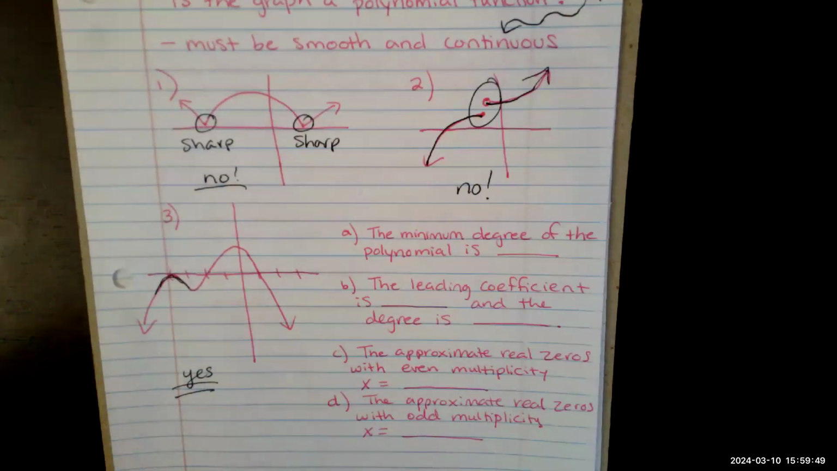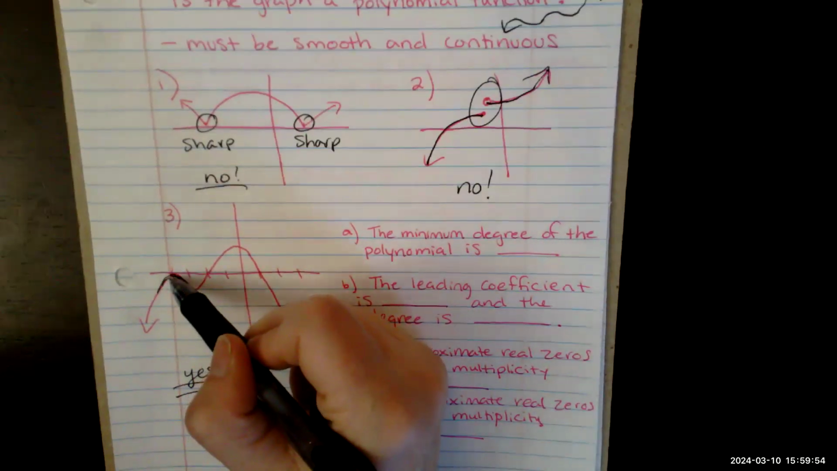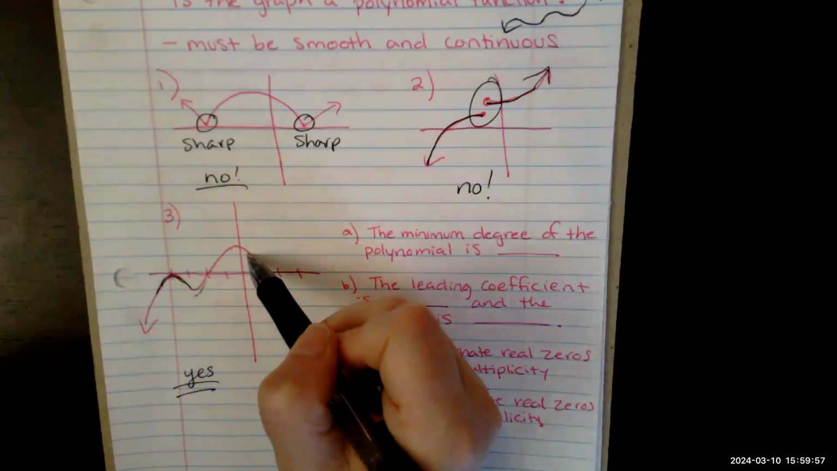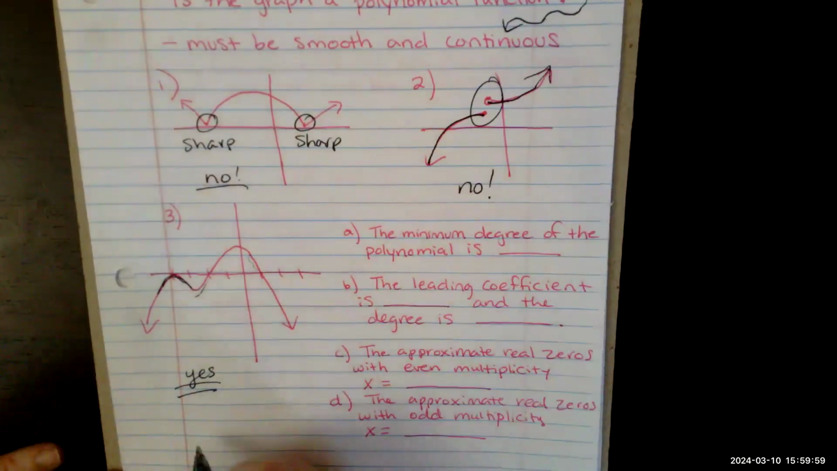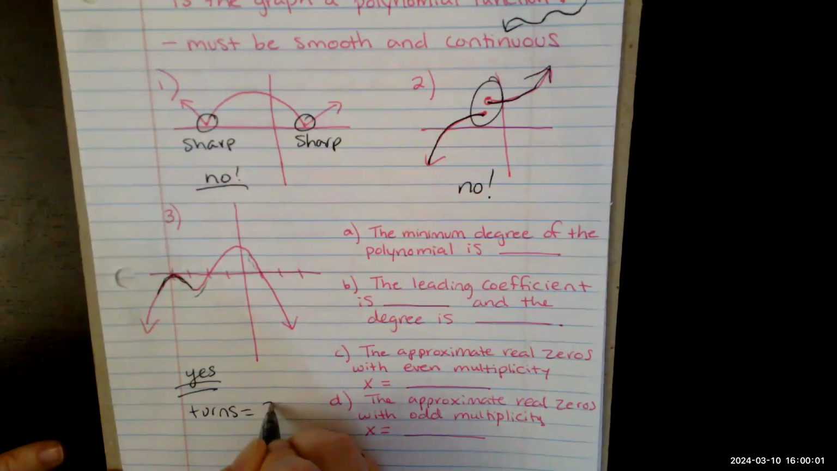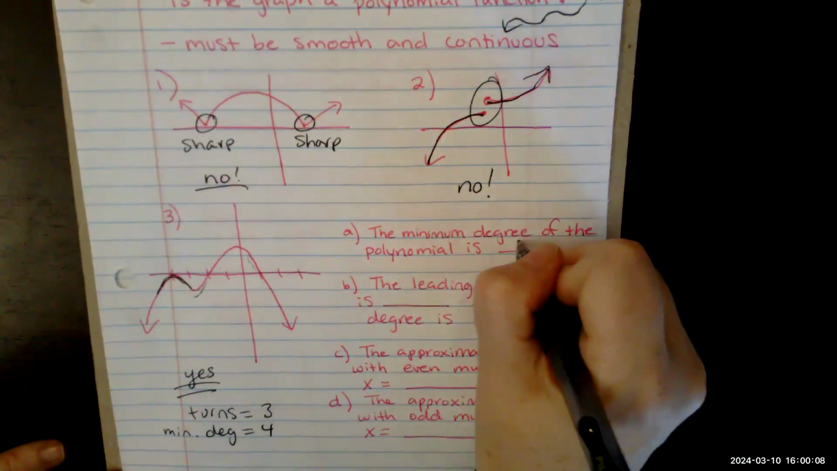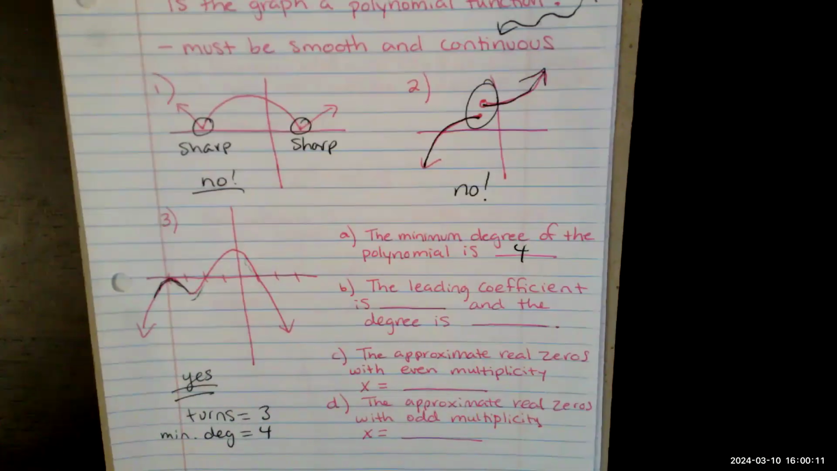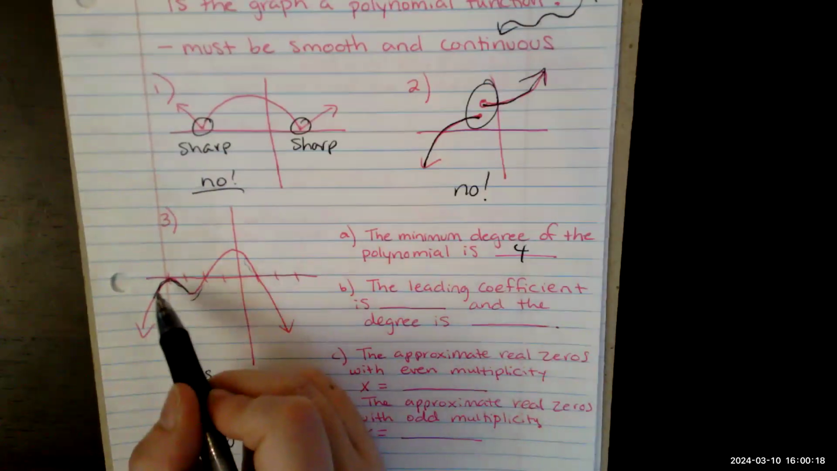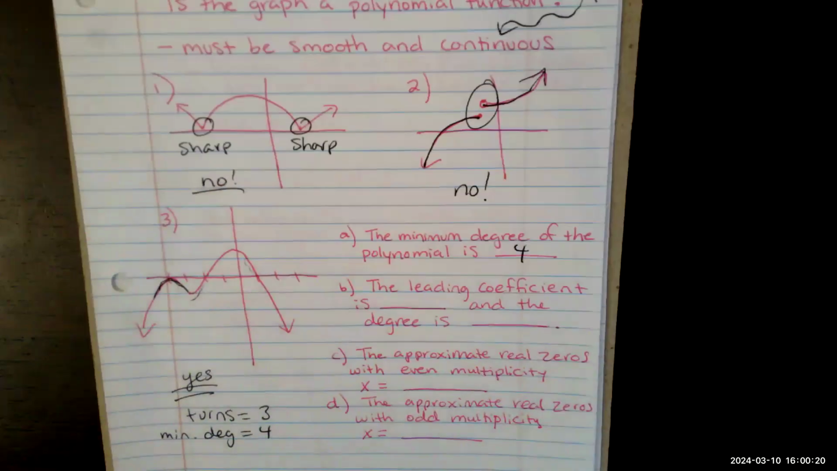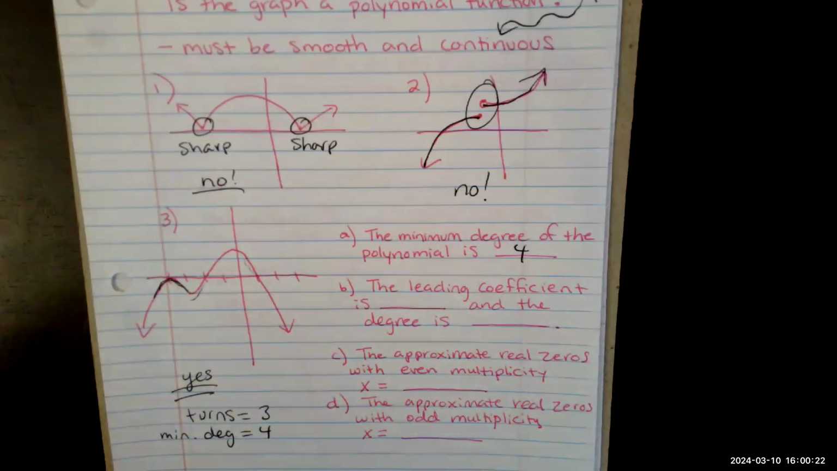Well, it's always one more than how many turns you have. So here it turned, and here it turned. So if it turned 3 times, then the minimum degree is 4. Why is it the minimum degree? Because there could be some imaginary zeros, which we wouldn't see on the graph like this. So there could be more.